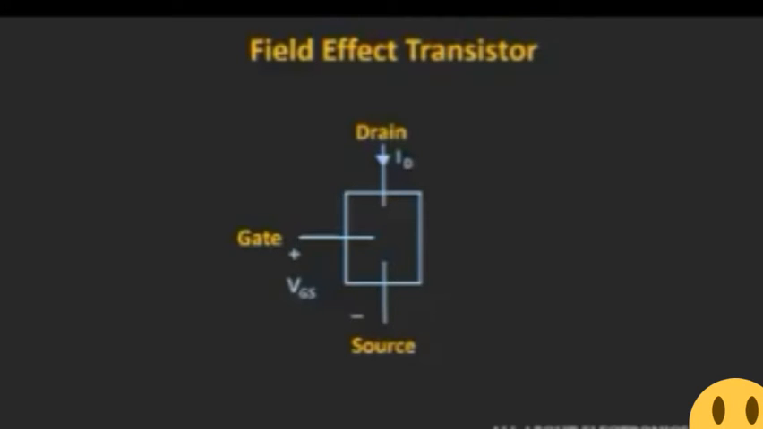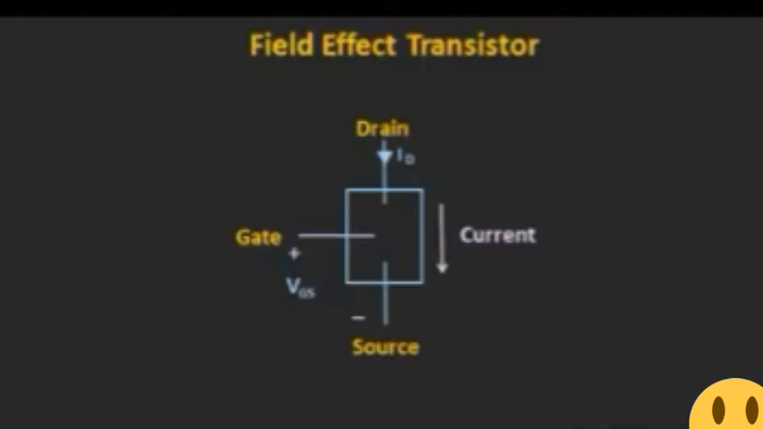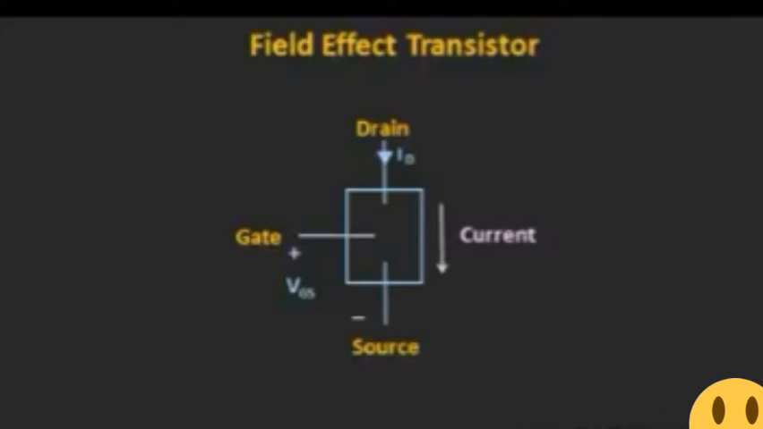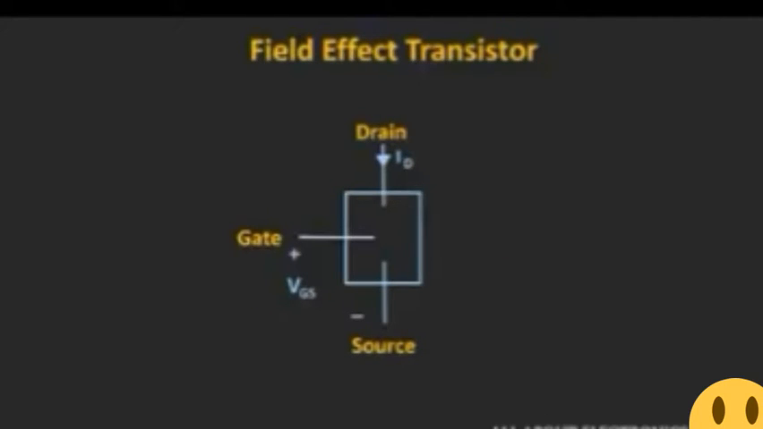So in a FET the current flows between the drain and the source terminal, and this current can be controlled by applying a voltage between the gate and source terminal. This applied voltage generates an electric field within the device, and by controlling this voltage we can control the flow of current through the device. Basically, by controlling the electric field we control the flow of current, and that is why it's known as the field effect transistor.